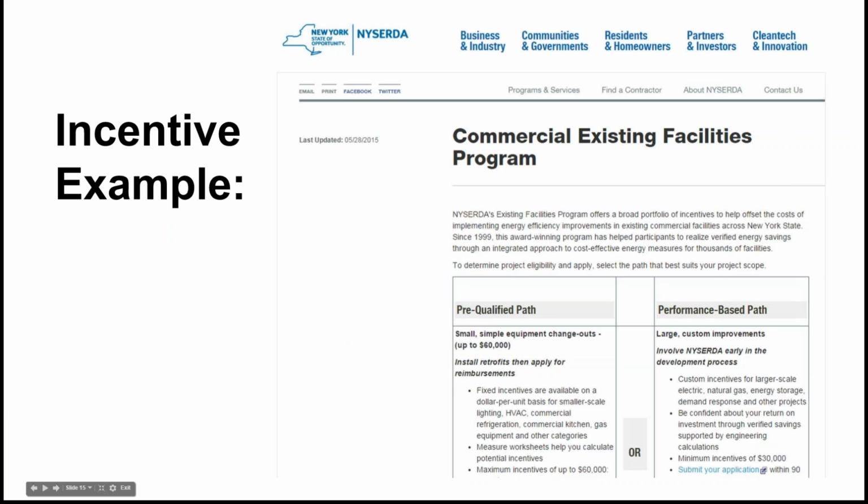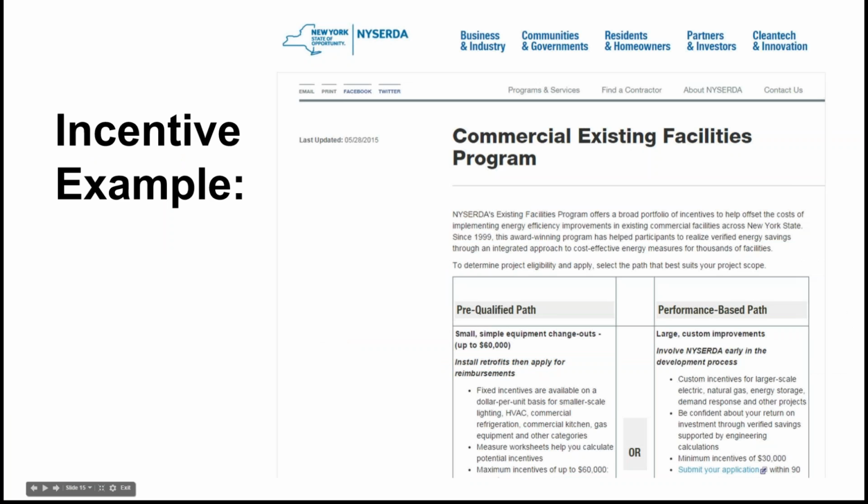Next slide. So one example here for commercial buildings is from NYSERDA, the New York State Energy Research and Development Authority. I also used to work there as well, so I know a little bit about these types of incentives. For things like this, they have two different paths. One is for small types of equipment changes, that's on the left. The second is for larger, more custom improvements, sort of the bigger deal improvements, and we'll talk about the difference between those two in the next few slides.